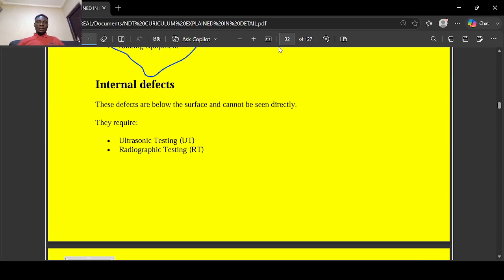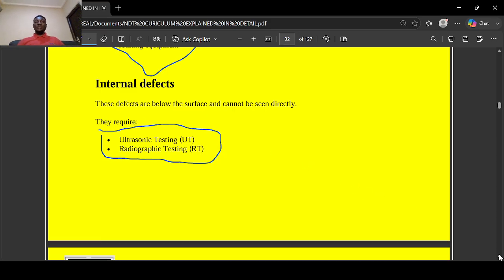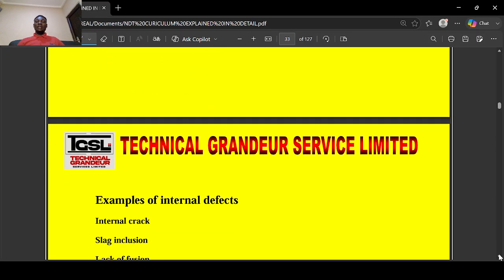Internal defects. These defects are below the surface and cannot be seen directly. When you talk about internal defects, your visual eye cannot just see them on the surface. It's inside the pipe. Understand? So you need the aid of another NDT method, such as ultrasonic testing and radiographic testing, to detect the internal defect. It's mostly found in the internal aspect of the pipe.